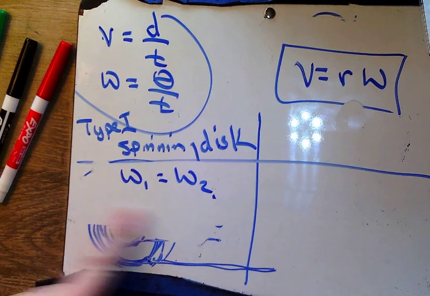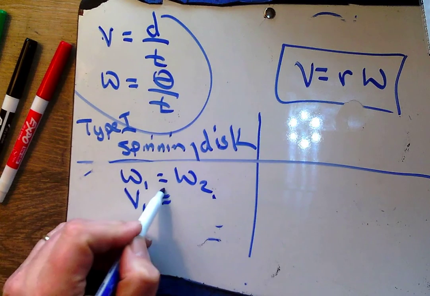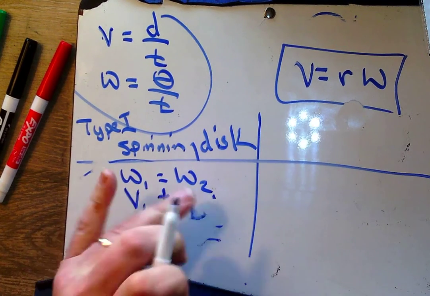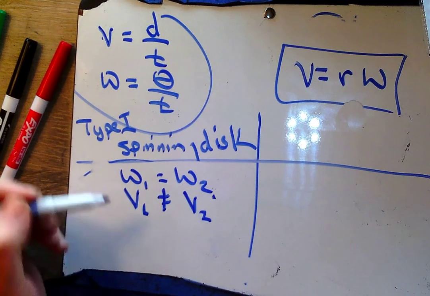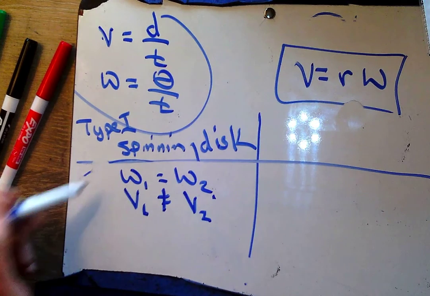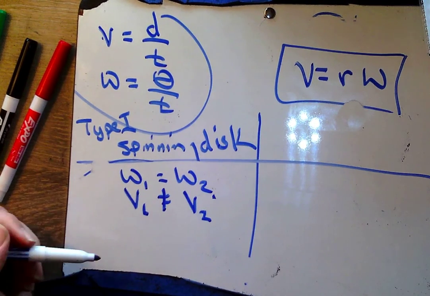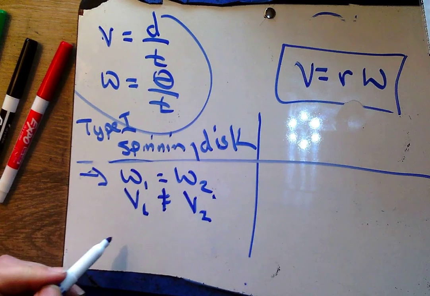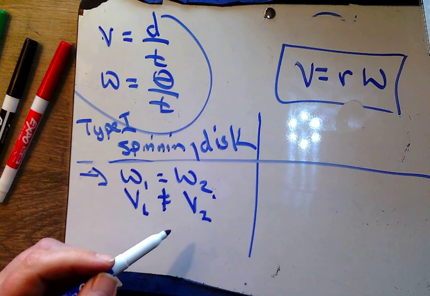And as a result, when we're talking about type 1 problems, the linear velocities are not the same, or we don't expect them to be the same. But the angular velocities are the same. Okay? We're turning through the same amount of angle on a spinning disk in the same amount of time. That's why these are equal. But the linear velocities, no.